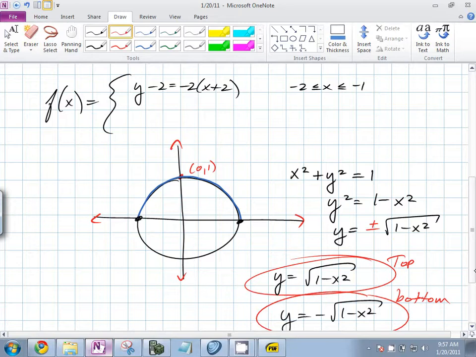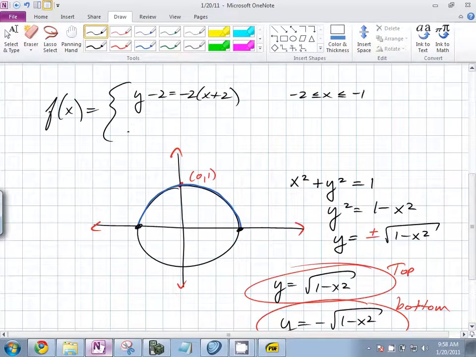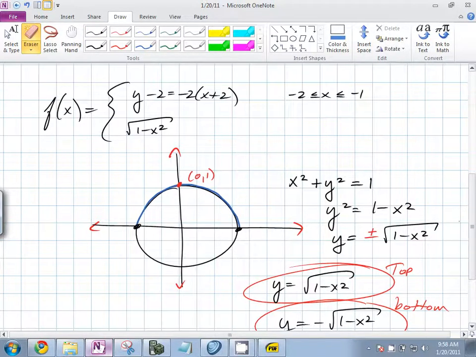So we know that the second function it wants is the square root of 1 minus x squared, but it just wants the top half of it. What's the domain of the top half of this function? Negative what? Yeah, so we want negative 1 to what? To 1.